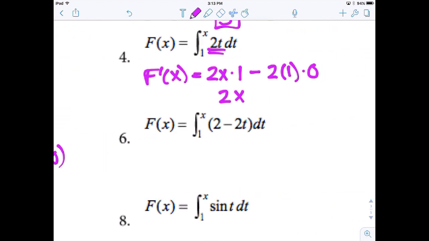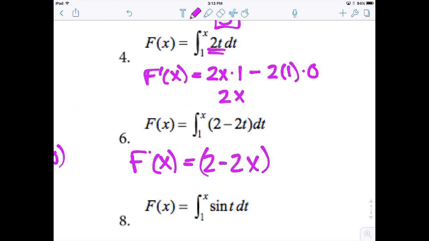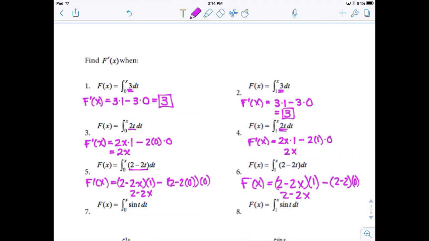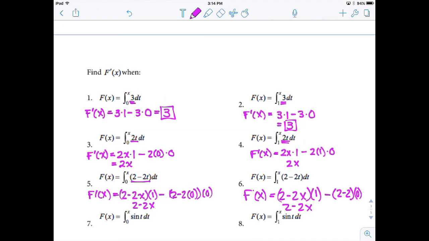Same thing on this one. So I'm going to start by plugging in my upper bound. So 2 minus 2x times the derivative of the upper bound, which is 1, minus 2 minus 2 times the derivative of the lower bound, which is 0. So the thing I want you to notice about these is it really doesn't matter what your lower bound is, right? That's not really significant. If your upper bound is just x and your lower bound is just a constant, what we wind up with is that the derivative of that integral is the function with the upper bound just plugged in.